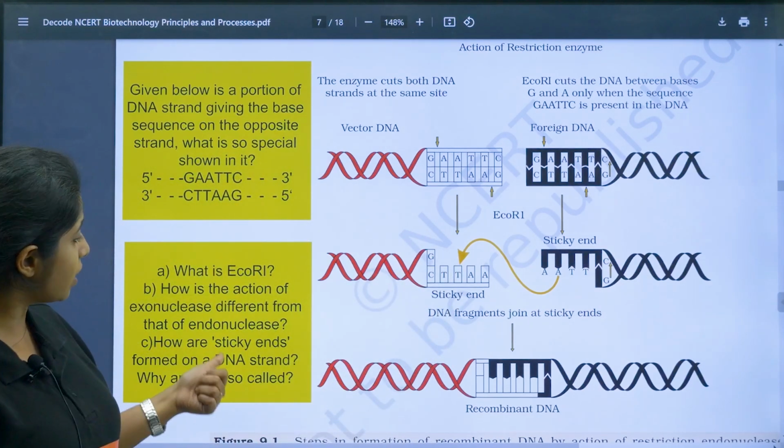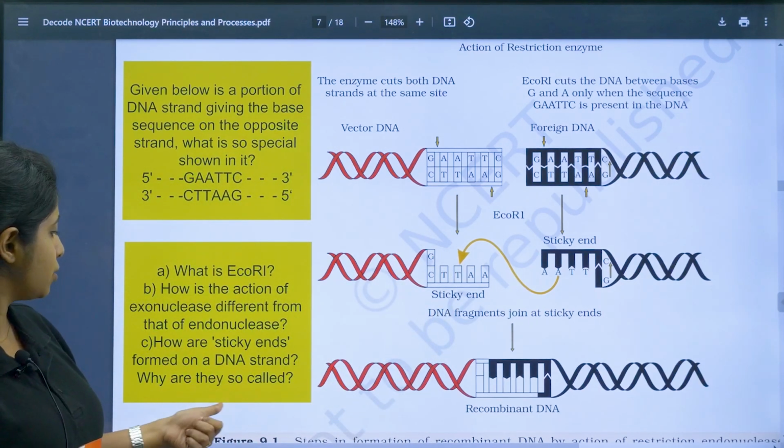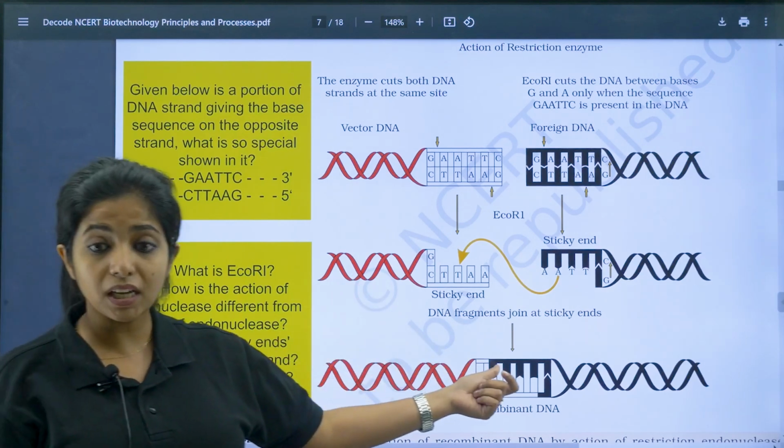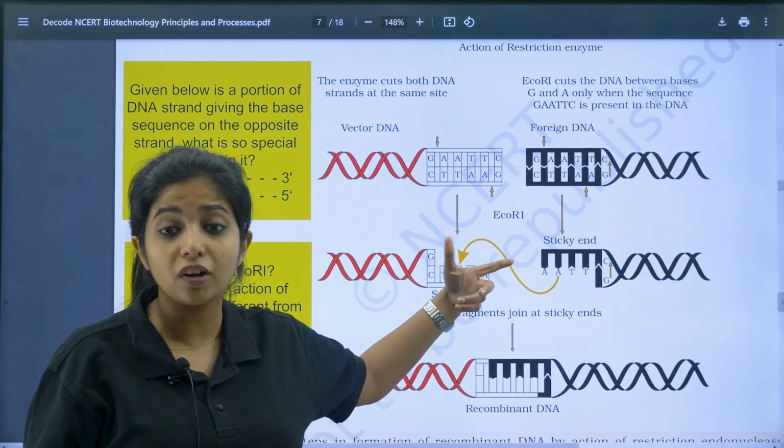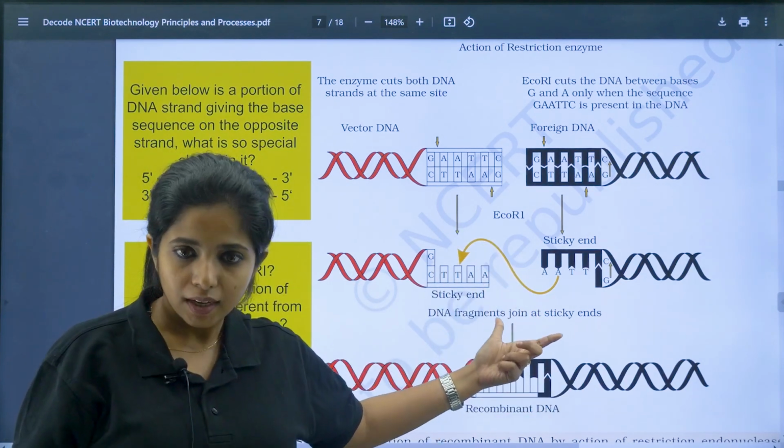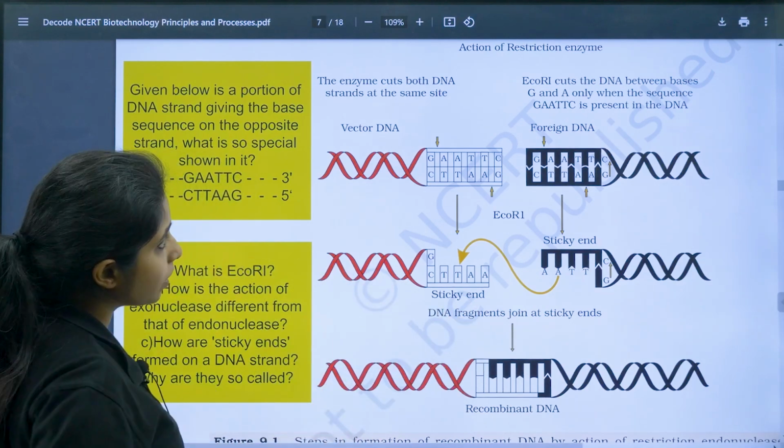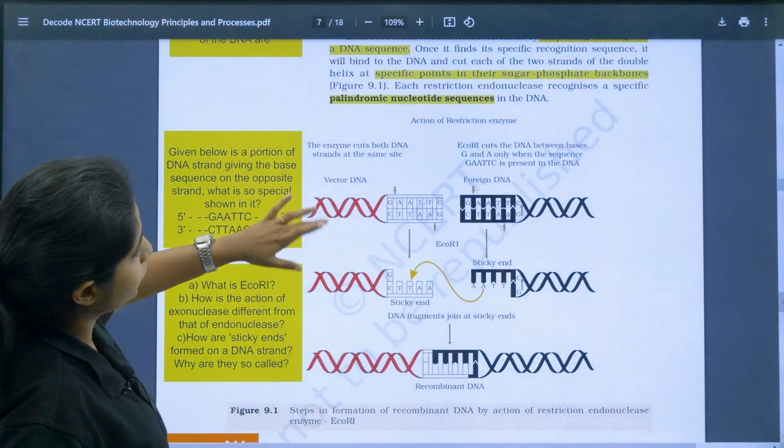Now, how are sticky ends formed on a DNA strand? Why are they so called? They are known as sticky ends because they can make hydrogen bonds with complementary base pairs if needed. So that is how they are formed and that's how they work.